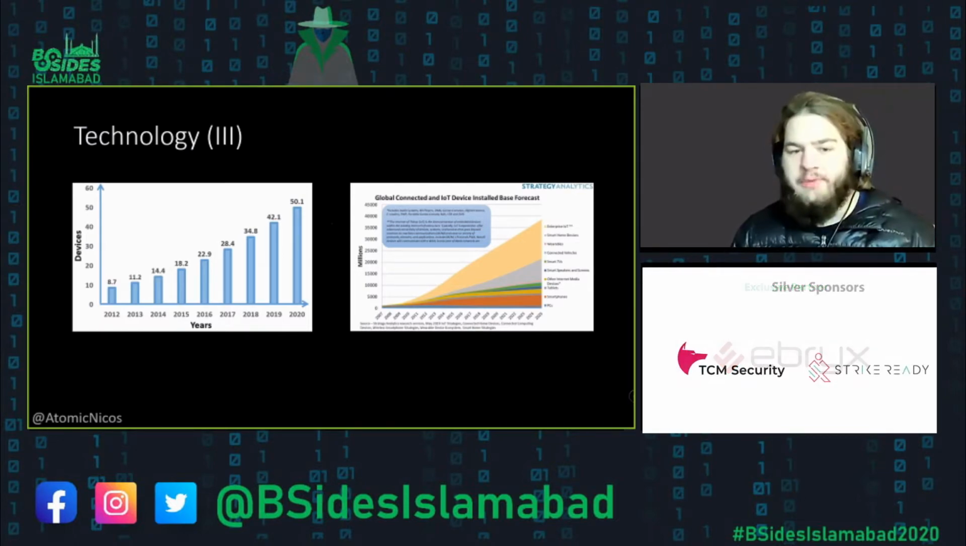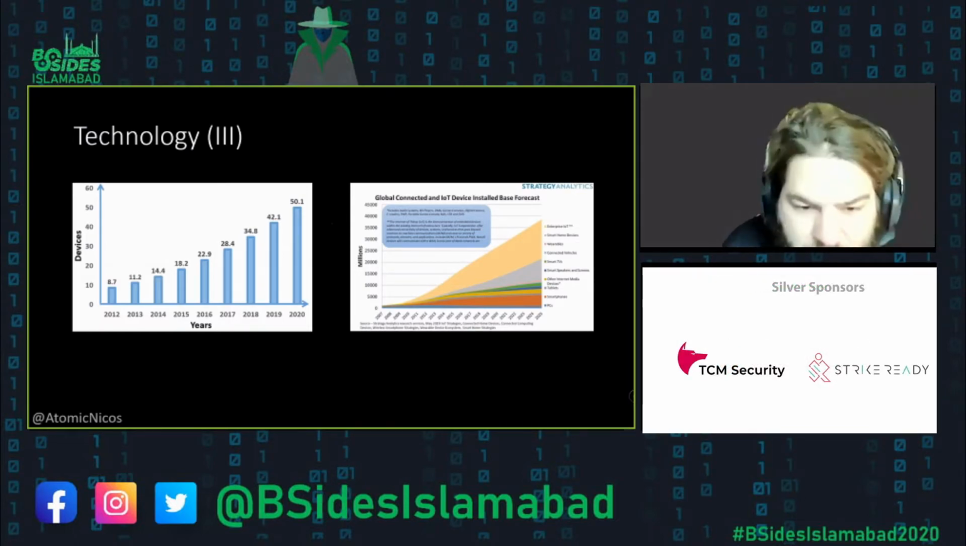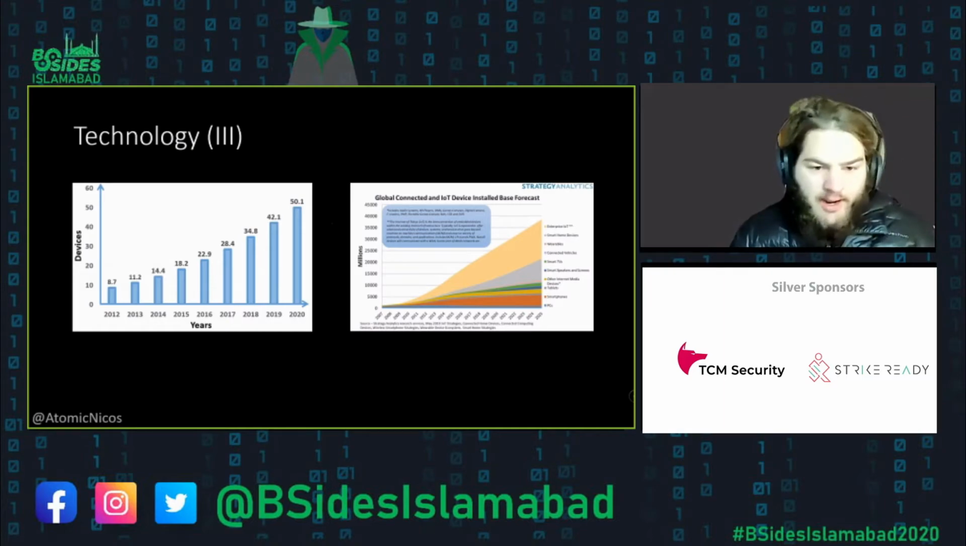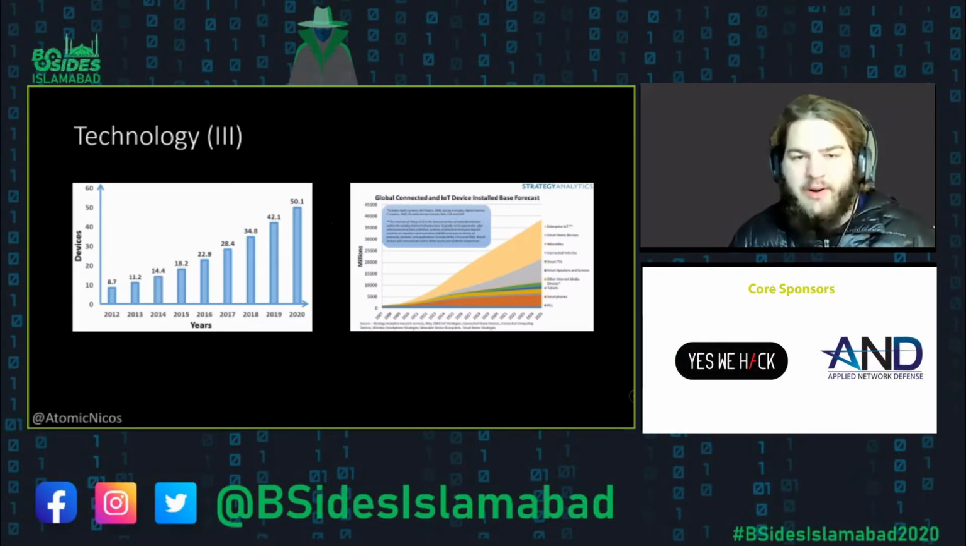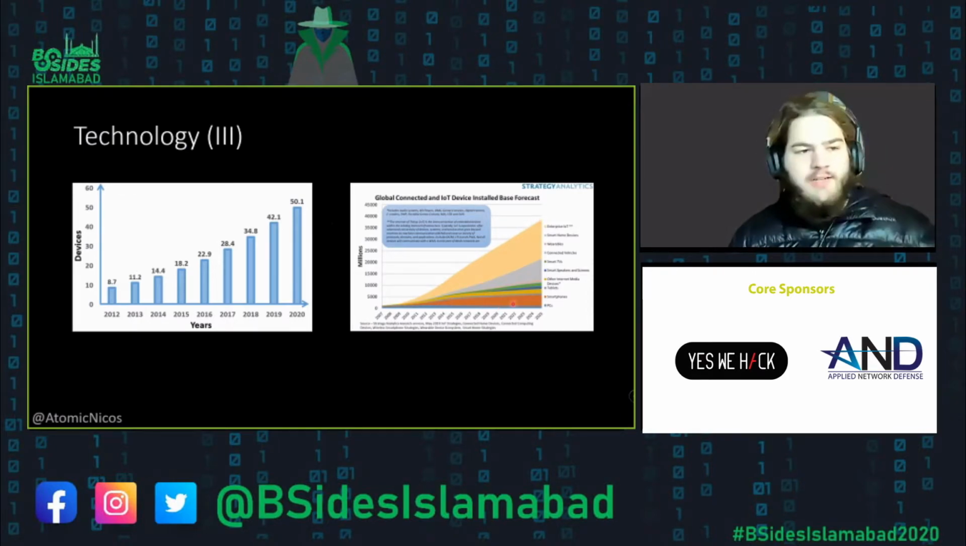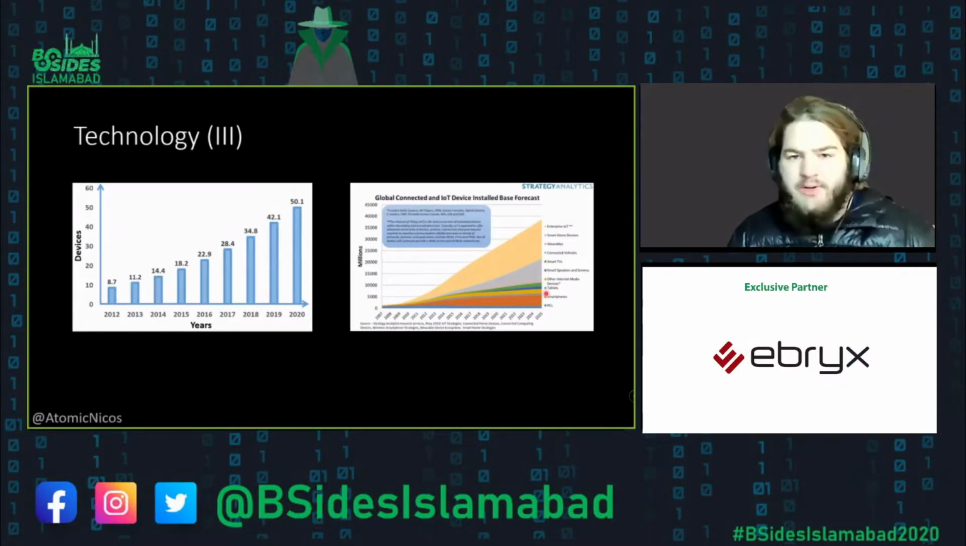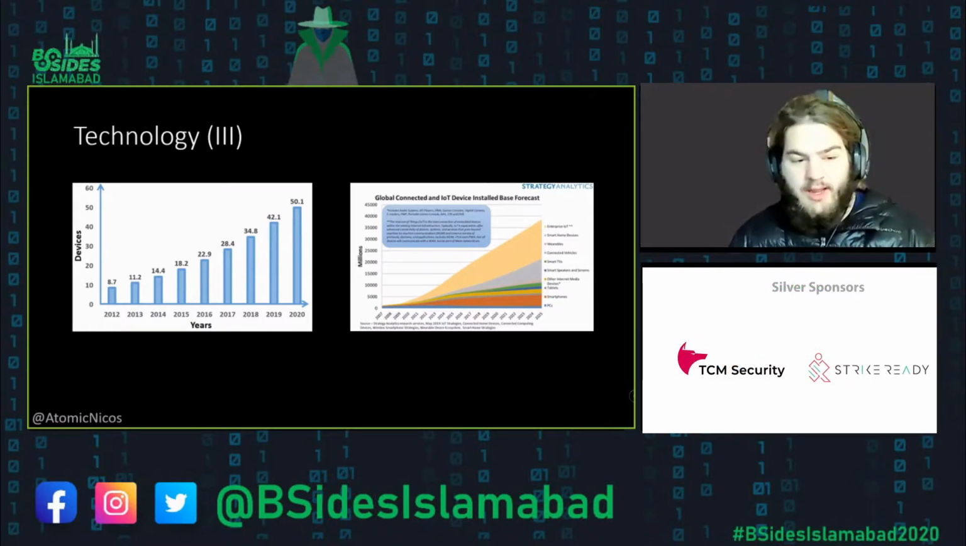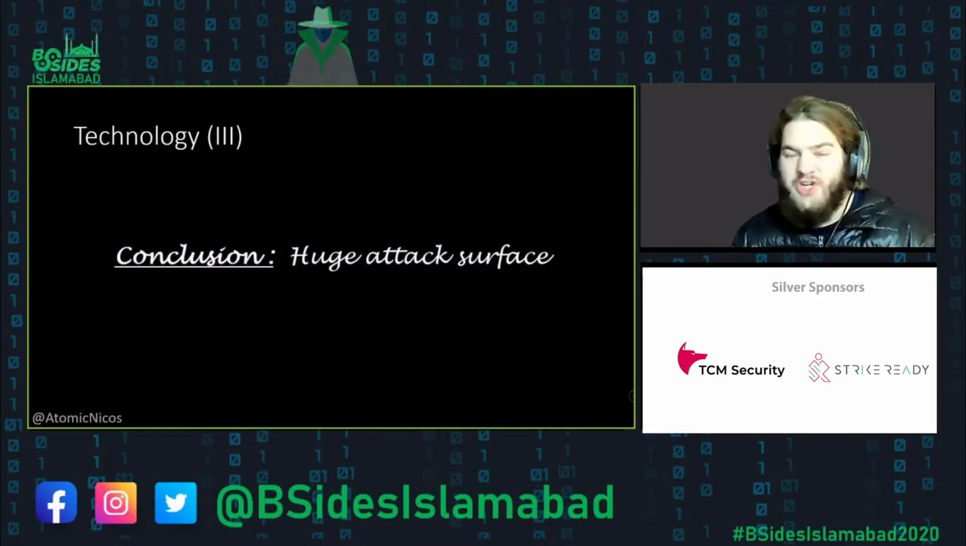Many things are IoT, and many of these things, especially the entire yellow and gray area here, this entire area is IoT, such as maybe smart plugs, it can be printers, it can be anything. And those are the ones that are usually most vulnerable, and there's a ton of them in the world. So my main conclusion on the technology is that it's a huge attack surface.